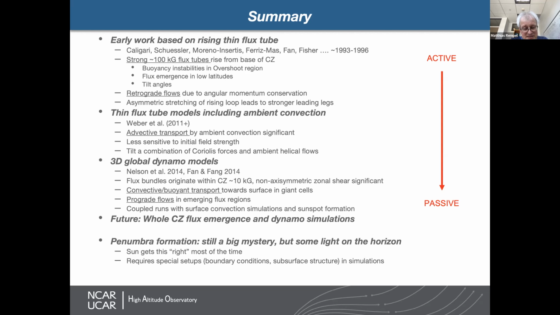Penumbra formation is still some big mystery, and so it looks like in simulations we can get decent penumbra if we pick the setup the right way, either by boundary conditions or by subsurface structure. But what is a little bit discomforting is the fact that it's extremely robust on the sun. The sun gets this right pretty much most of the time. There are not too many spots with a failed penumbra. So why do we have to do something special in simulations? What is really missing here? That's still an open question.